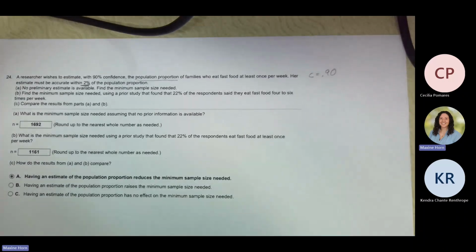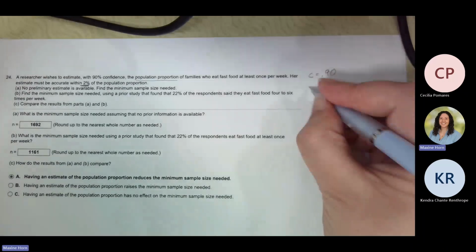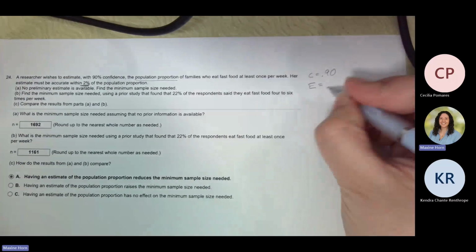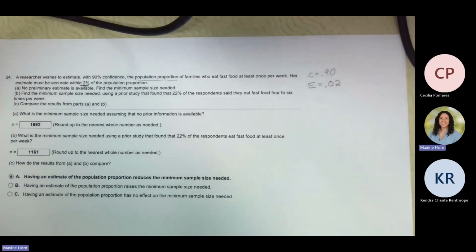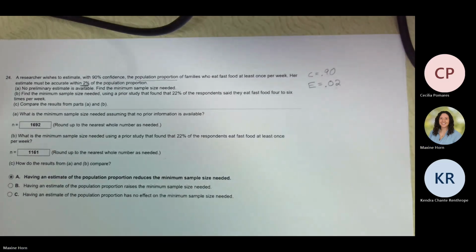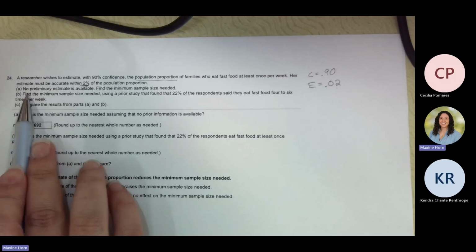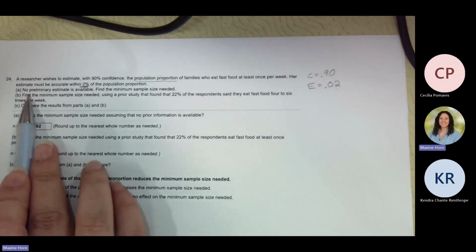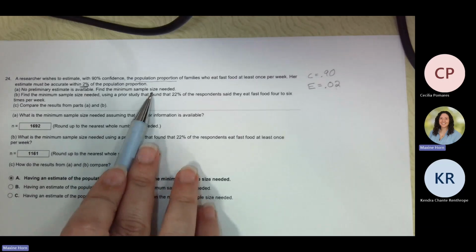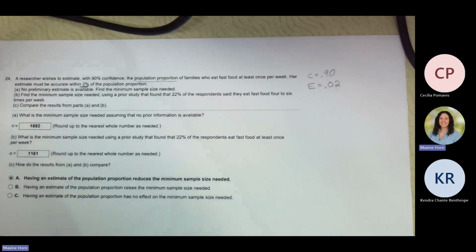of the population proportion. So again, that is our error, 0.02. Our margin of error is 0.02. We have to write that as a decimal. We cannot leave it as 2. So similar to the previous one, the first thing it wants us to do is to have no preliminary estimate and to find the minimum sample size.